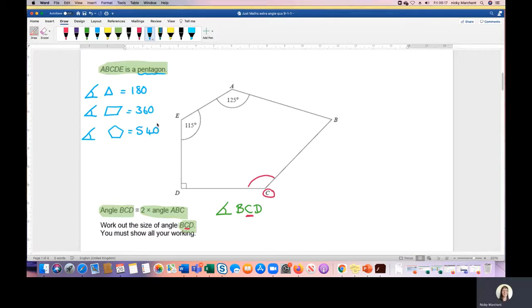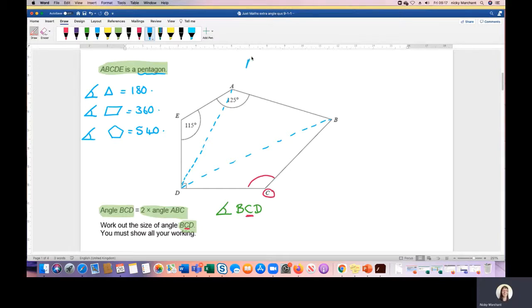Now people do sometimes just learn these numbers as they go up, and as you go up, you add 180. But there are a couple of ways you can find that if you don't know that. And here's my favourite way of doing this. I go from one corner and I see how many triangles I can draw from that corner, just from that corner. And you will find that in any polygon, you can draw exactly 2 triangles less than the number of sides.